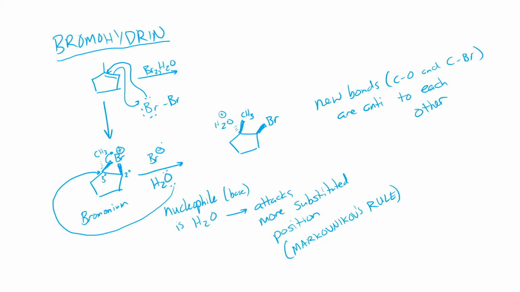Right? So then we lose H plus and we get to our final product. Minus H plus off the H2O, and what we have is OH, CH3, Br. Right? So the OH and the bromine will always be opposite each other. It's an anti-addition, just like the previous one was, because we go through this bromonium ion. So whenever we go through the bromonium ion, we always get anti-addition. That's really the take-home message here.